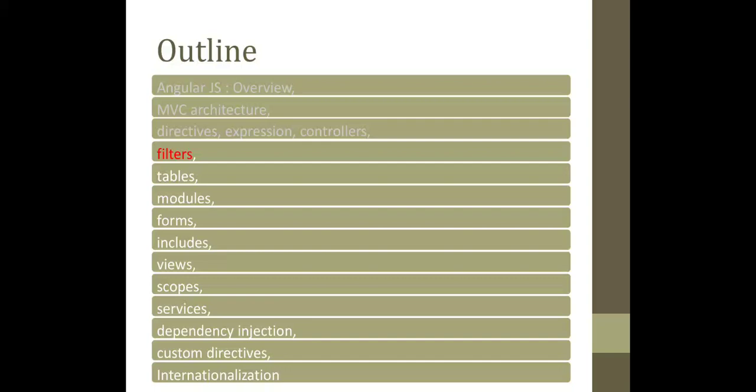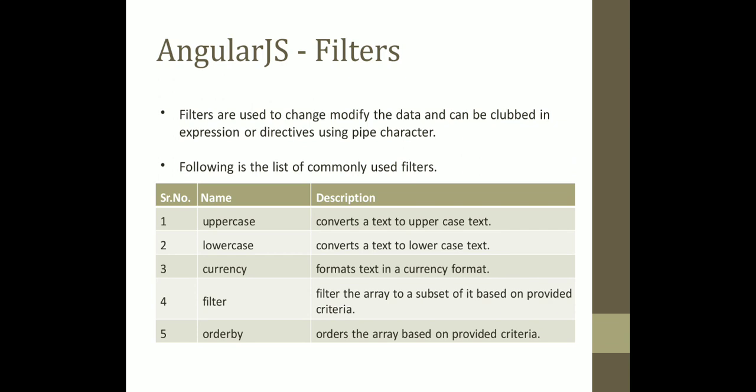In the previous sessions we have seen the AngularJS introduction, MVC architecture and directives, expressions, controllers that are made for AngularJS. In this session we are going to continue the AngularJS part and the tools that are included with AngularJS. Few of them we are going to see today, like filters, tables, modules, forms, etc. Okay, so we'll start with the filters first.